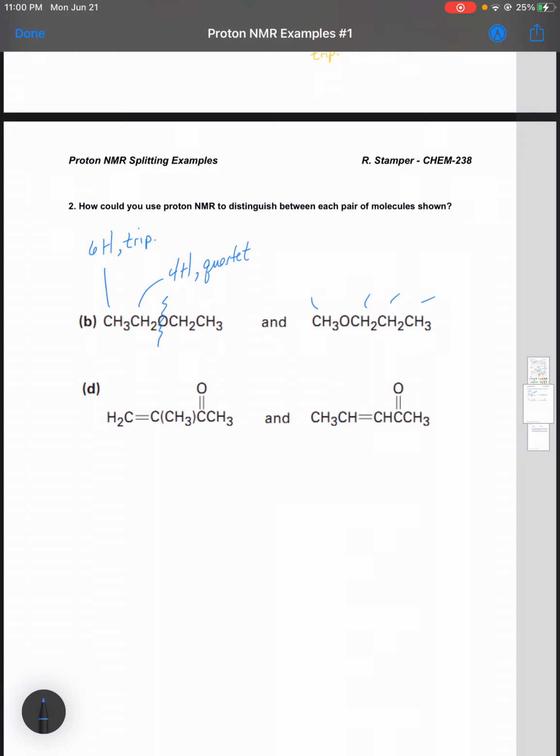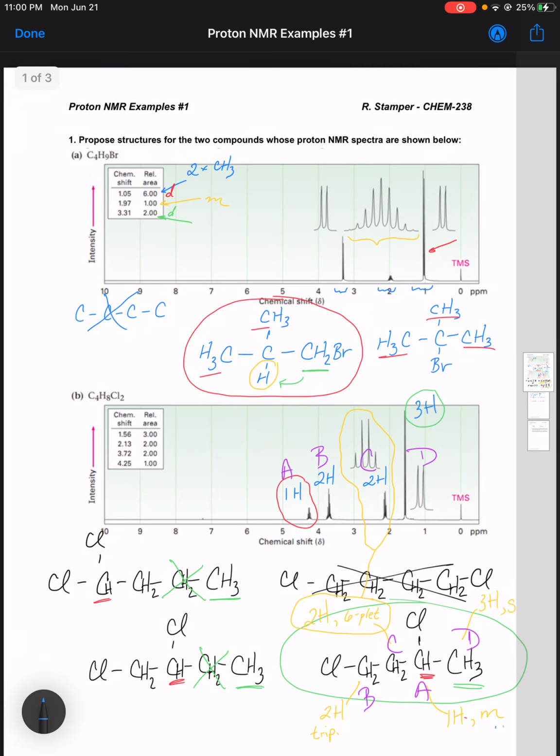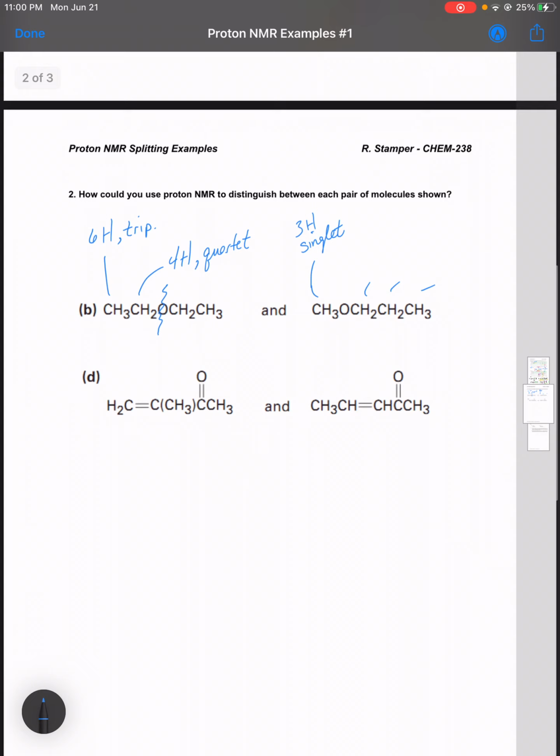Over on the far side, the second example, I would have a 3 hydrogen. Notice it has no hydrogen neighbors, so a singlet. It should be pretty shifted because it's next to an oxygen, pretty close by. I should also have a 2 hydrogen. This one has 2 neighbors, so a triplet. I expect that signal to be pretty close to the singlet I just mentioned because they're both connected to an oxygen.